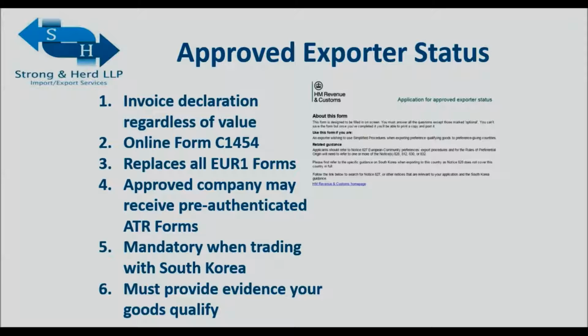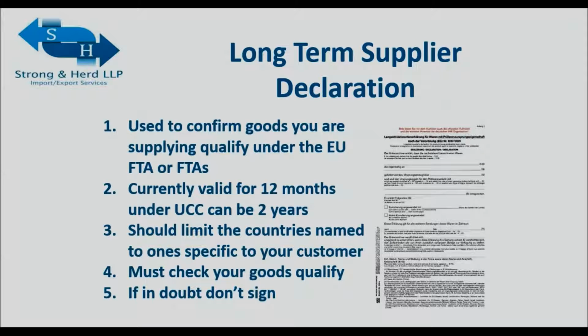They do check that you understand the rules of preference when you apply. So you do have to be ready to answer questions by customs. One of the questions they will ask is, do you know that your goods qualify for preference? And you may have bought these in from another supplier. Could be a UK supplier, could be an EU supplier. So on the next slide, we have what's called a long-term supplier declaration.